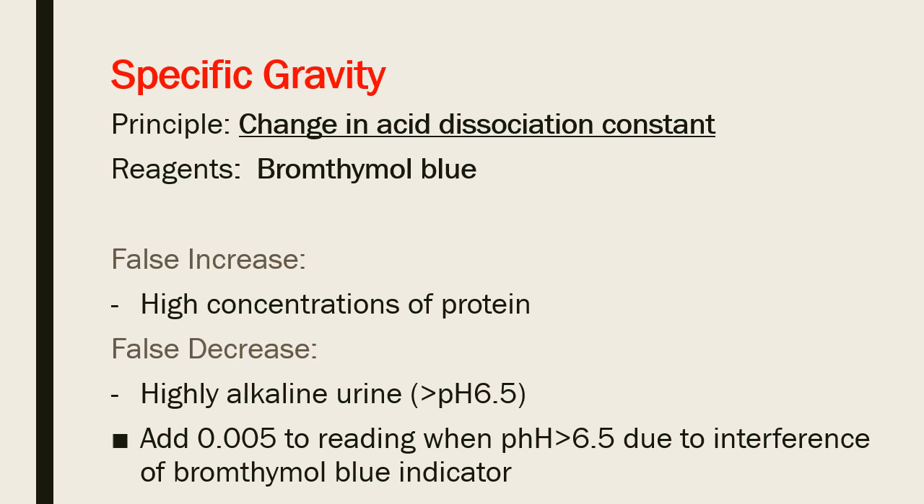For a false increase, you have high concentrations of protein. Please note that your specific gravity in your reagent strip is not affected by glucose, protein, and radiographic contrast media. But high concentrations of protein present will cause a false increase. Please note the word high here. A false decrease is probably caused by highly alkaline urine at greater than pH 6.5. With this, you add 0.005 to the reading when pH is greater than 6.5, due to the interference of your bromthymol blue indicator.